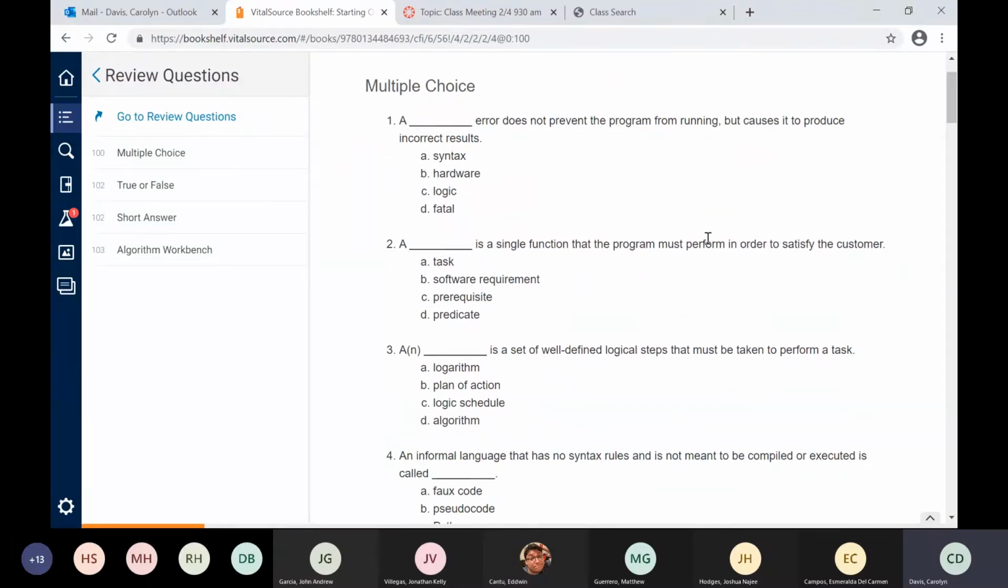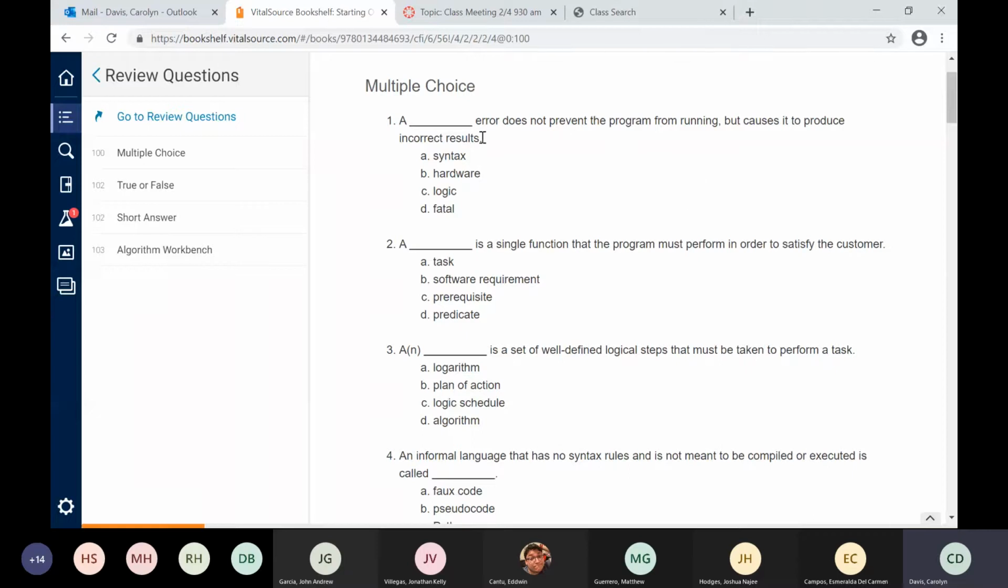Okay, we're going to review today for the quiz. So we're going to start with looking at the questions at the end of chapters 2 and 3. If you look at the review questions at the end of chapter 2 that start with multiple choice, we're going to go through these. These are on page 100.